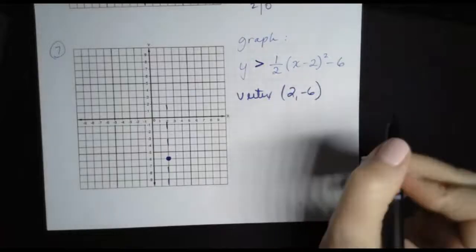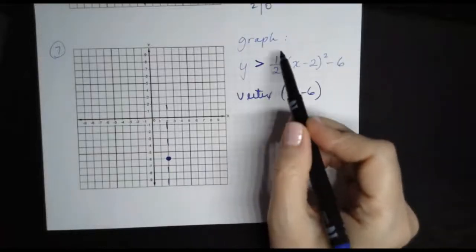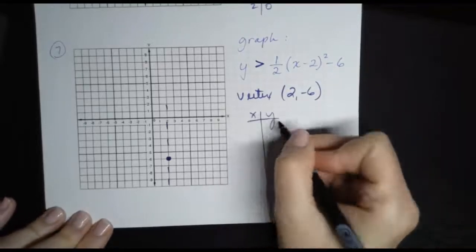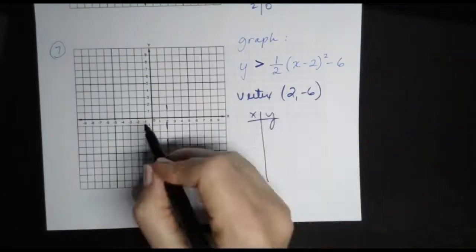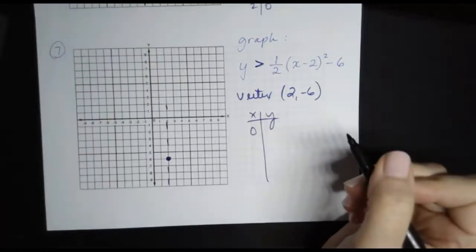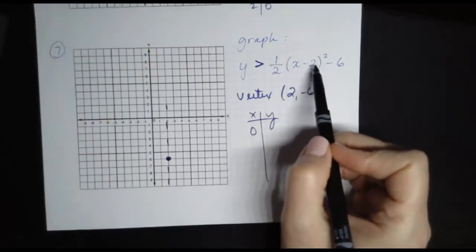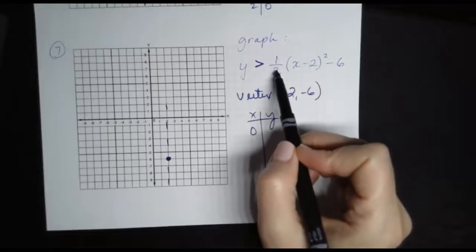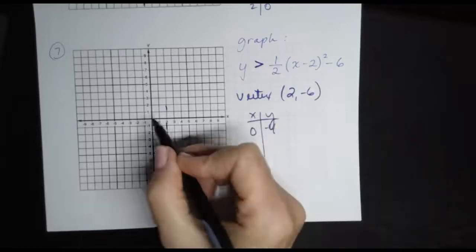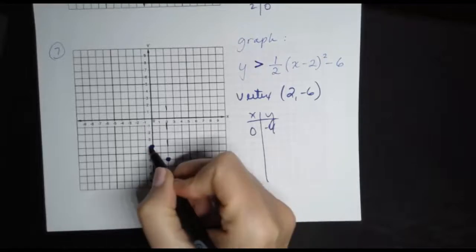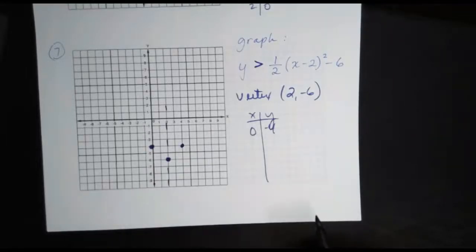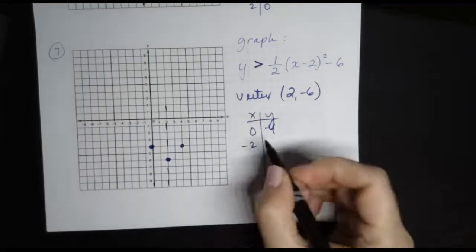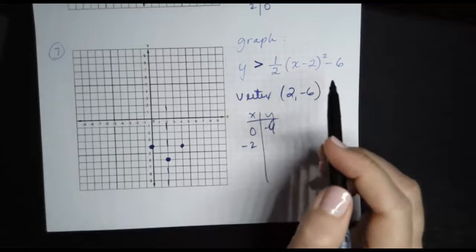So now, let's graph the rest of this. It's going to open up because our a value is positive. So when we make a little XY chart here, let's see what we get. So I'm going to plug in 0. It's always the easiest thing. It's also our y-intercept. 0 minus 2 is -2. -2 squared is 4. Half of 4 is 2. 2 minus 6 is -4. Over 0, down 4. Using symmetry, I can plot another point. Let's also next plug in -2. And I'm choosing even numbers because I know I'm going to have to multiply by 1/2.